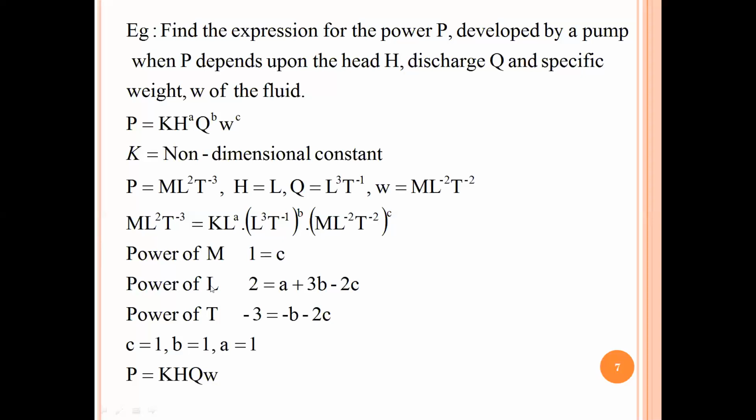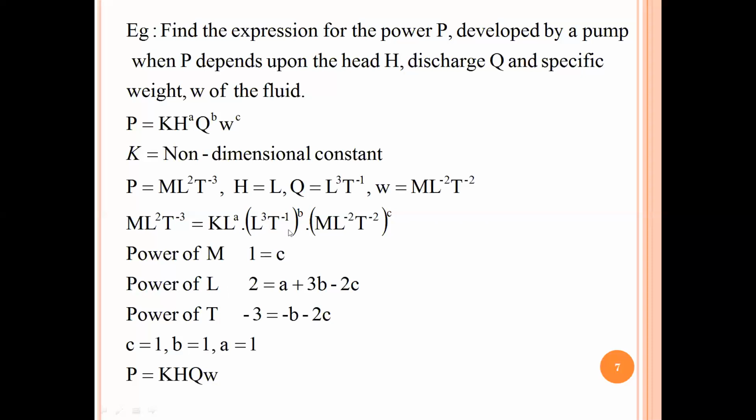Now coming to your L, my left hand side has got 2, the power is 2. So 2 is equal to, here I've got L^A, so I've got A plus 3B, minus 2C. So wherever the power is there, I am adding or subtracting based on the unit. So this is the power of L, and the power of T on the left hand side is minus 3. Now the next term is here, so minus B and minus 2C.